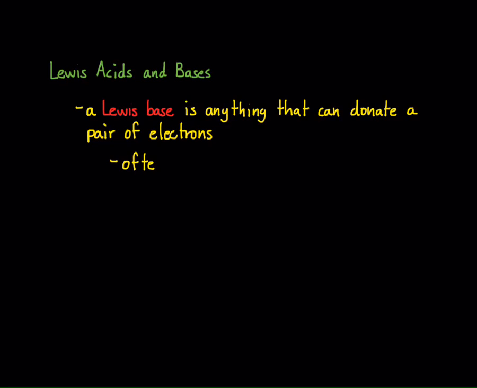And we actually have a special name for a Lewis base, and it's called a nucleophile. So a nucleophile is a Lewis base. Those two terms are pretty much interchangeable. Now, what does that mean? It means that something that can donate a pair of electrons, what is it donating it to? It's donating it to a nucleus of another atom. So it's seeking out a nucleus of another atom, hence the term nucleophile.